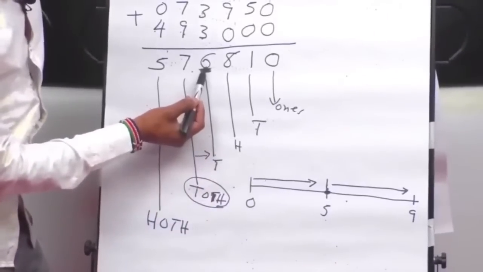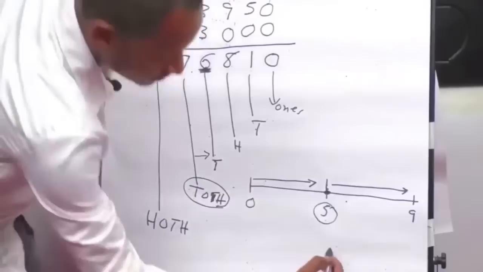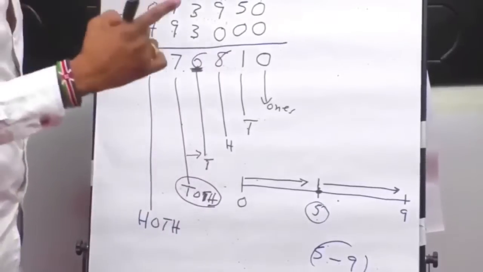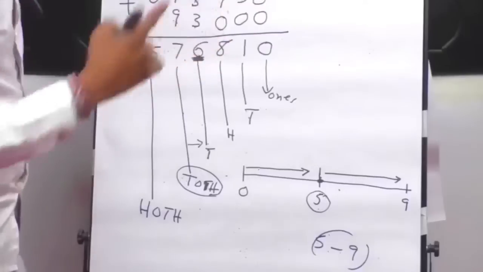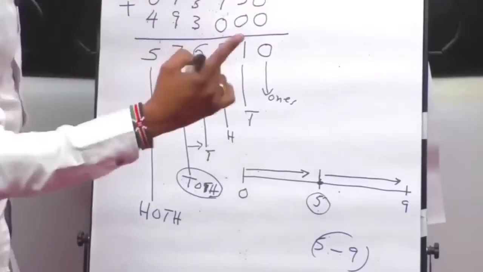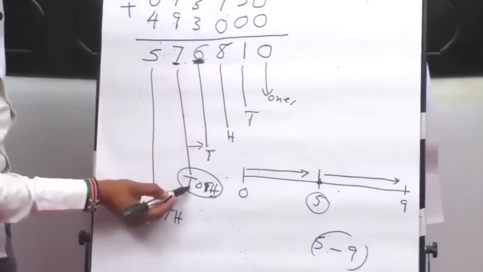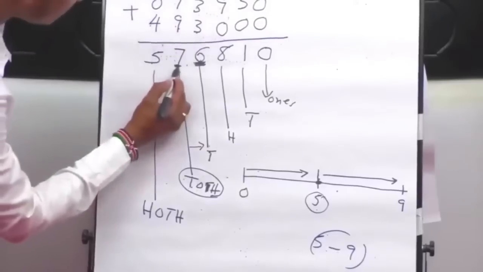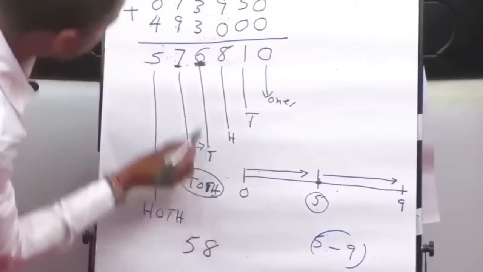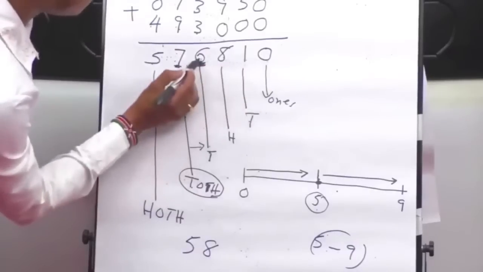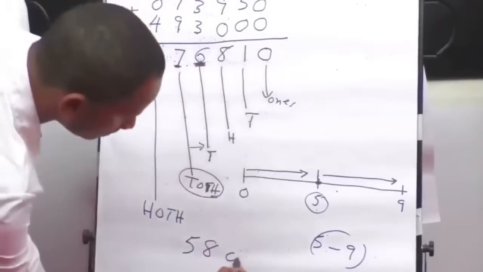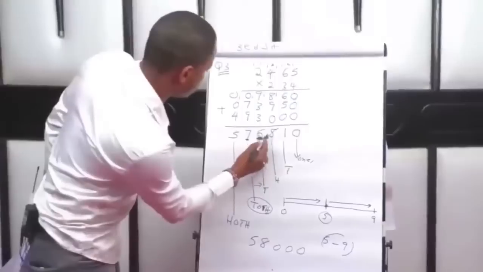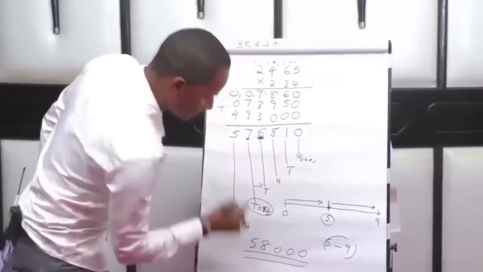If this number 6 is more than 5, between 5 to 9, then when we round off, we move to the next place value. So the next place value, we add 1. The next place value, which is 7, our focus point, we add 1. So our answer becomes 58. Then all these other numbers are replaced with 0. 1, 2, 3, 4. They are replaced with 0. So this is our answer.